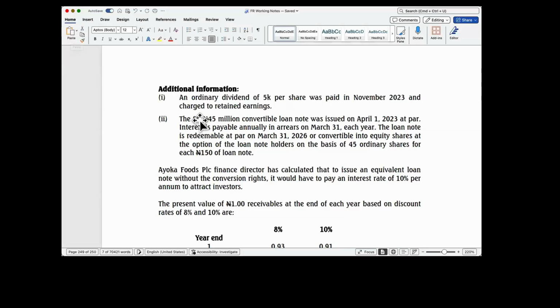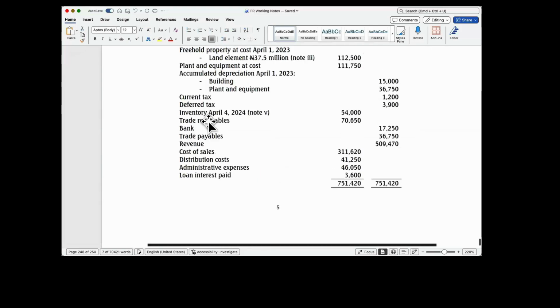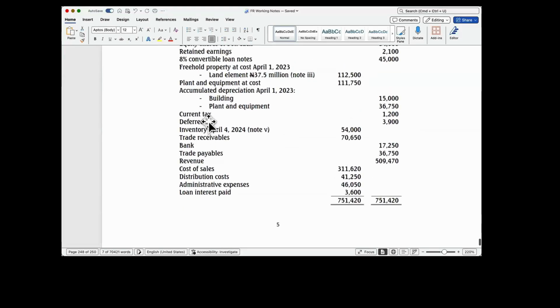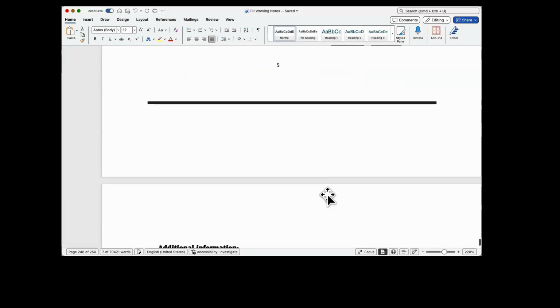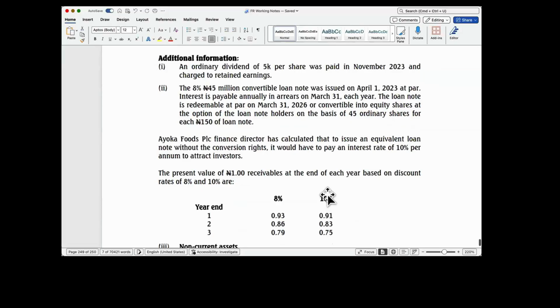If somebody can do 8% of 45 million for me, just quickly do it. Let's see what you will get. 3.6. If you go and check that interest in the trial balance, whenever you see it in the trial balance, it means it has been paid at the end of the year. You see that it's 362. This is loan interest paid. So apparently it relates to this loan that was issued.